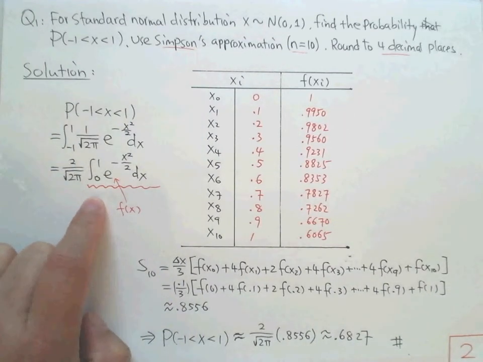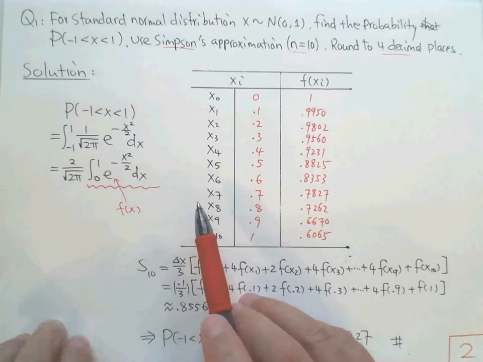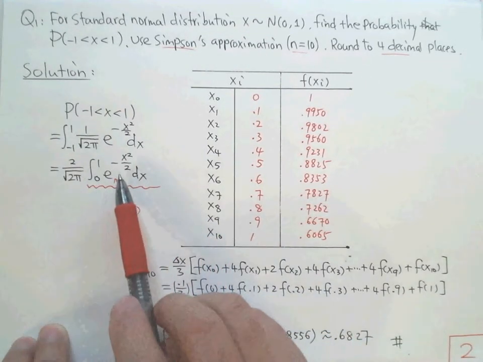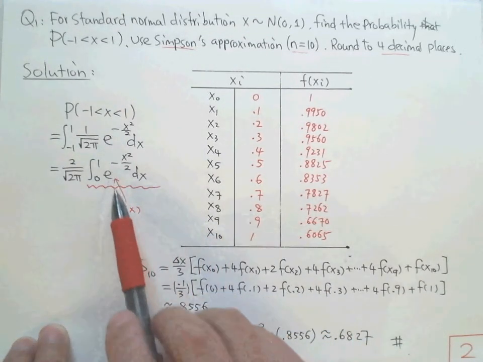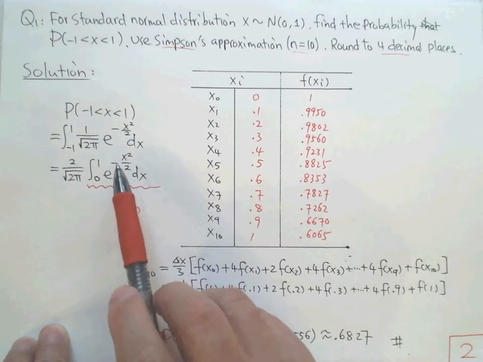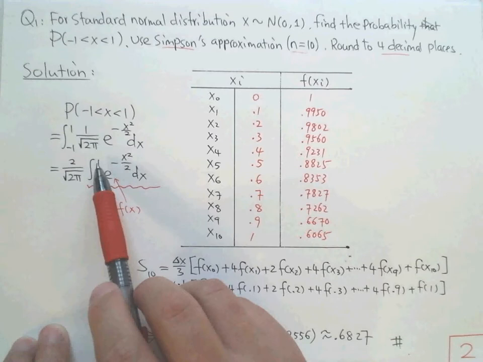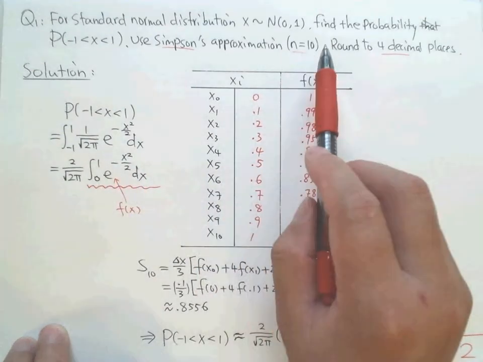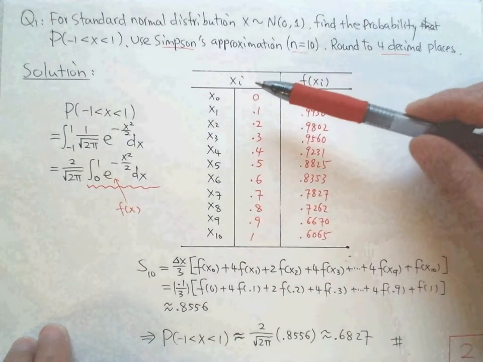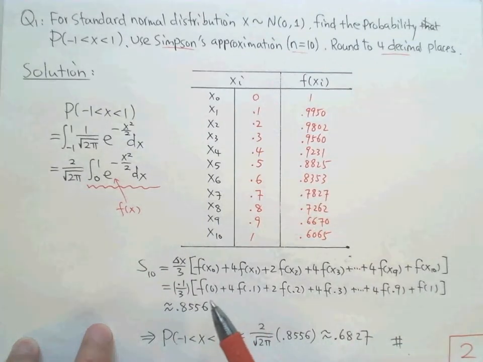So we have the approximation. We set up f. The function f is here, e raised to this power, and a is 0, b is 1, and n is 10. Now you know what we need to do. We look at the formula first. We did this before.